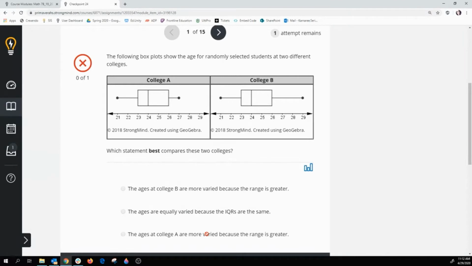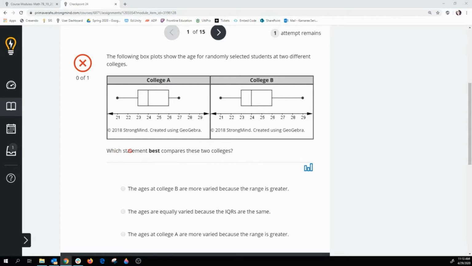So if I look at the range of college A, the range at college A is from 21 to 27. And then the range for college B is 21 to 29, right? So right off the bat, does one have a larger range than the other? Yes, B has a bigger range, perfect. And if I look at the actual boxes inside, this one goes from 23 to 26 and 23 to 26. So is my IQR the same when I do that subtraction? IQR is like the range of my box. Yes, they are the same as well.